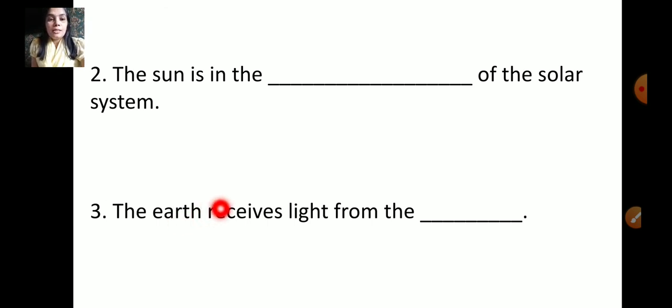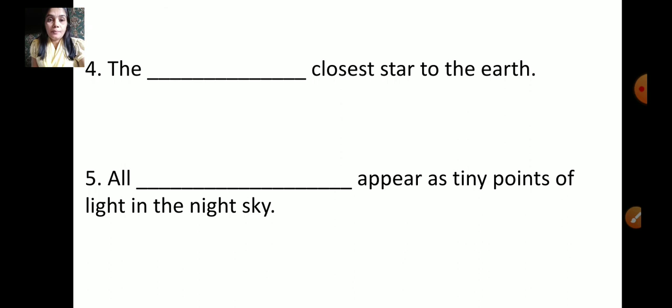The earth receives light from the dash. So from where do we receive the light? The earth receives light from the sun. So the answer is sun here. And number 4, the dash is the closest star to the earth. So which is the closest star? Again, the sun is the closest star to the earth. And all dash appear as tiny points of light in the night sky. So which looks like tiny specks or dots? Stars. So the answer is stars, number 5.